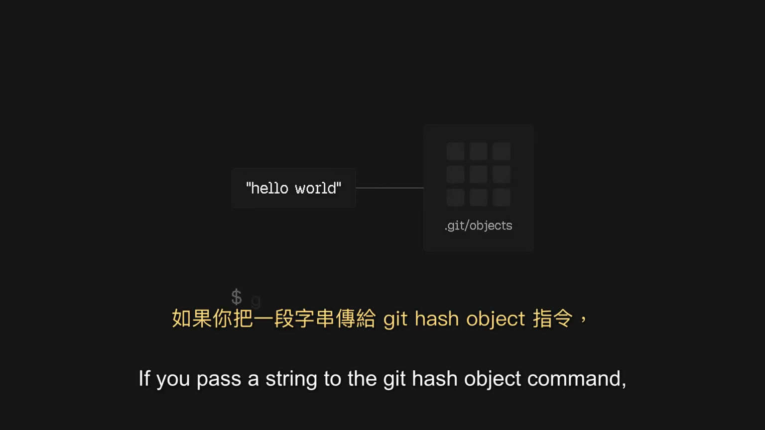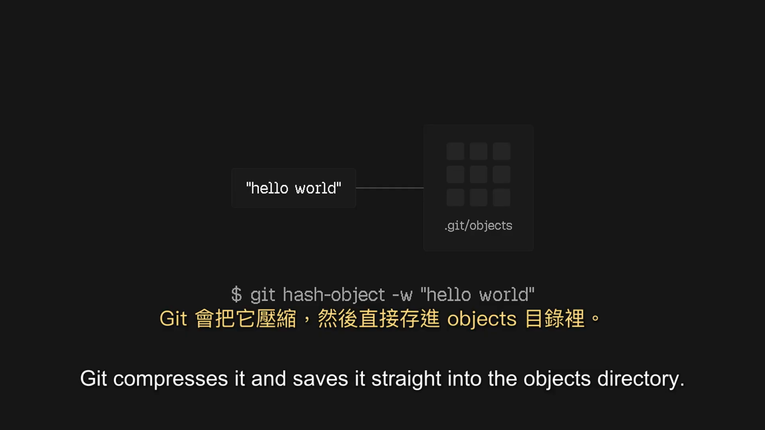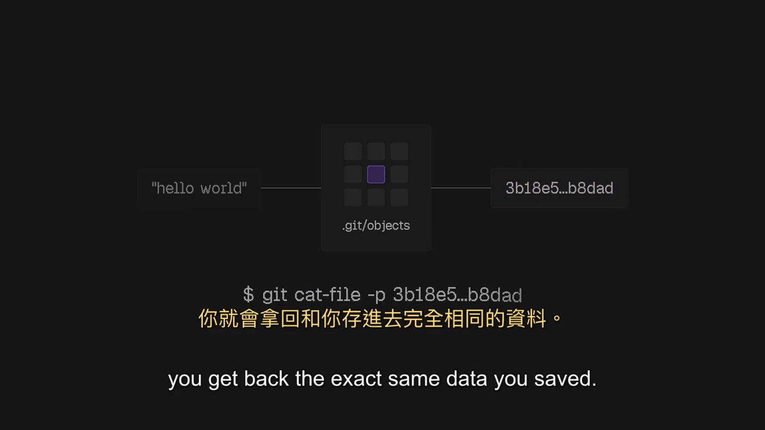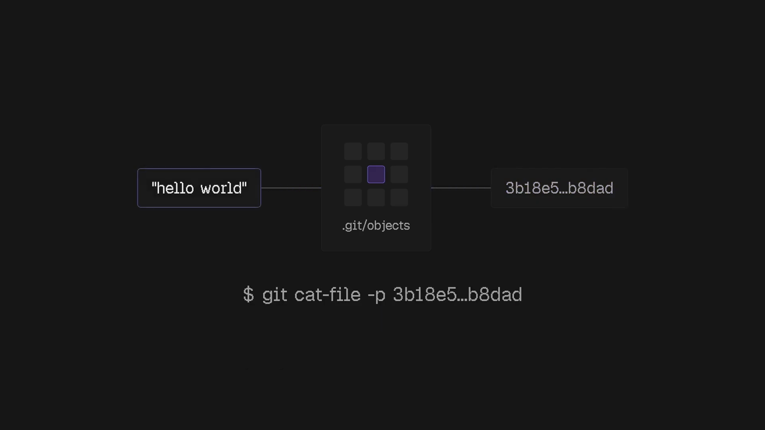If you pass a string to the git hash-object command, Git compresses it and saves it straight into the objects directory. It returns the hash, and if you give that hash to the git cat-file command, you get back the exact same data you saved.